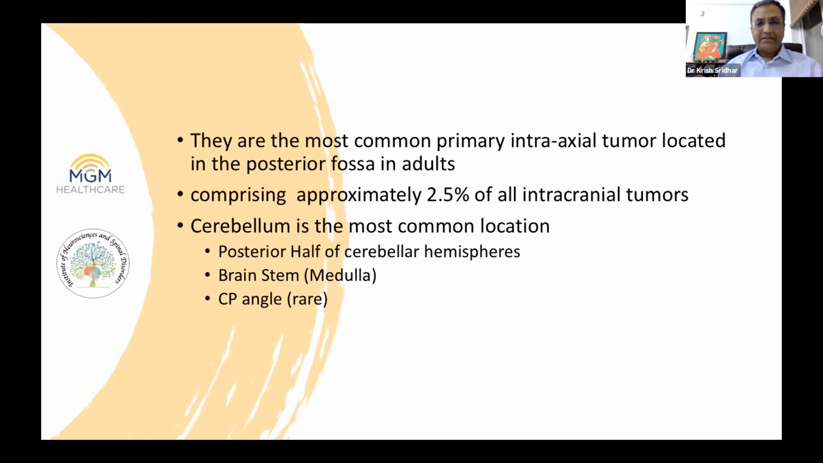Now, the cerebellum is the most common location of hemangioblastomas in the posterior fossa. And in the cerebellum, they are more common in the posterior half of the cerebellar hemispheres. It's also then seen in the brainstem, especially in the medulla, and in the CP angle, they are quite rare.